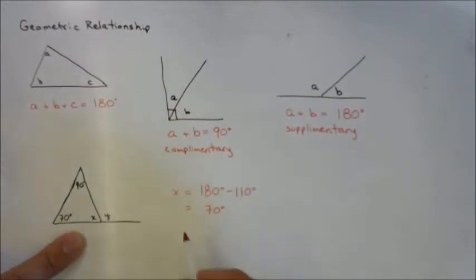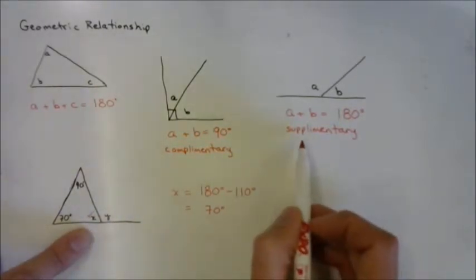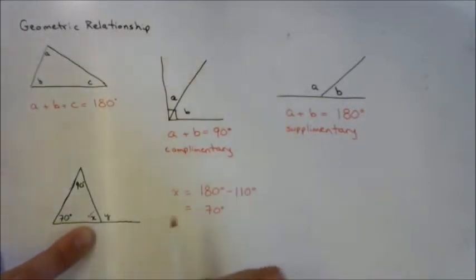70 degrees. Now, if we know X, we can use the property of supplementary angles in order to find out what Y is. So what's Y? 110. Yeah, Y is also 180 minus X, which was 70. So Y is 110 degrees. Okay?